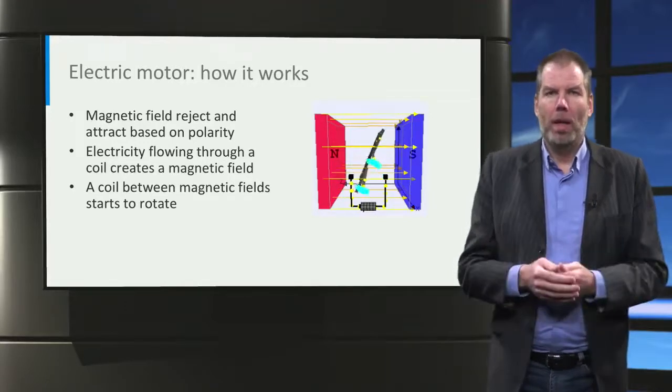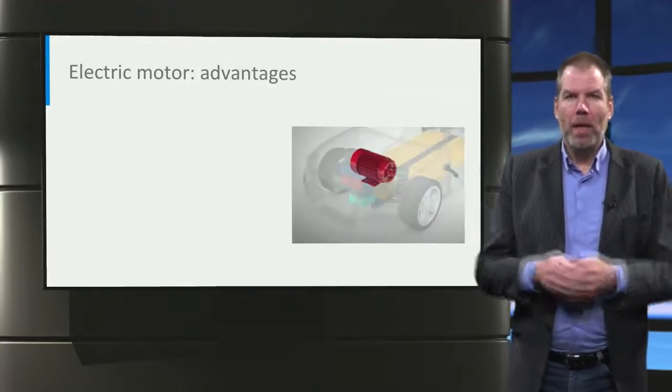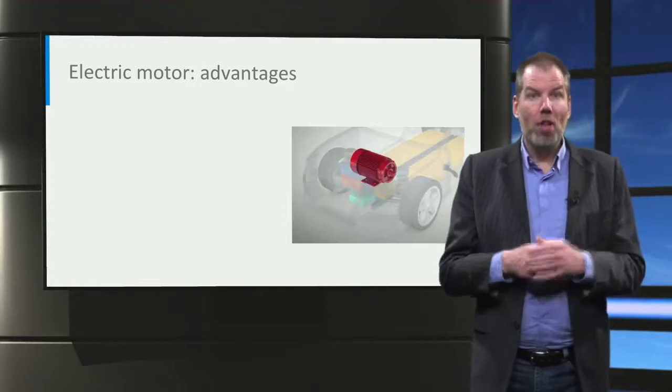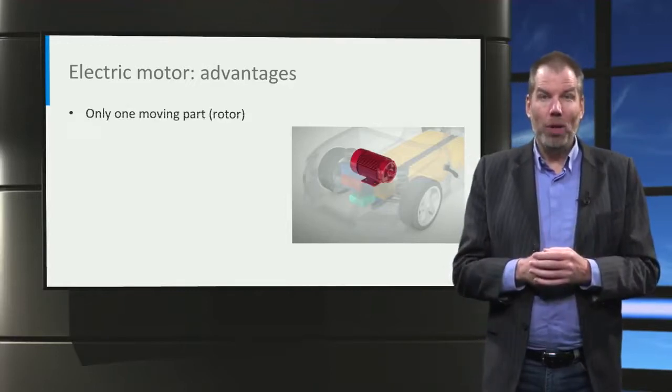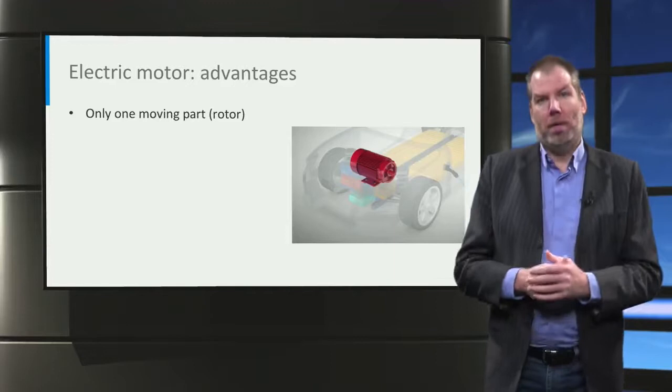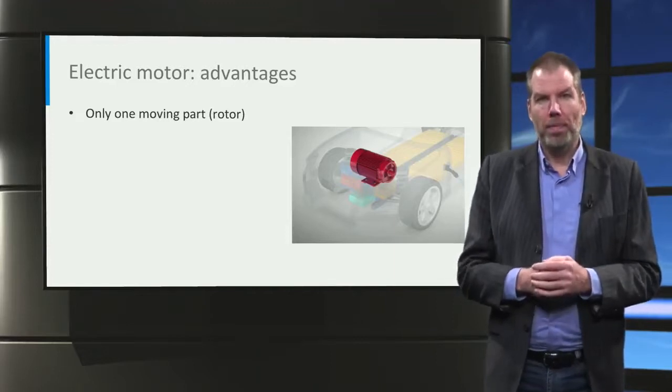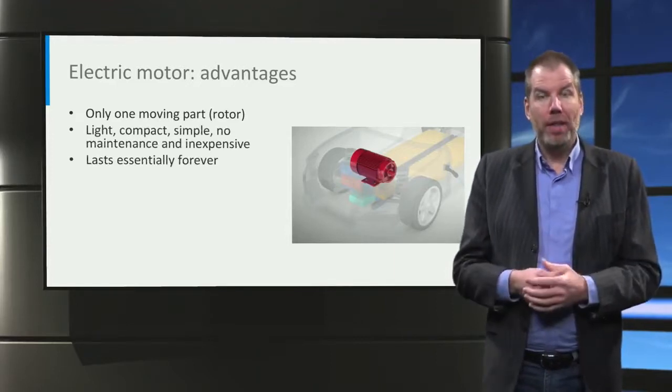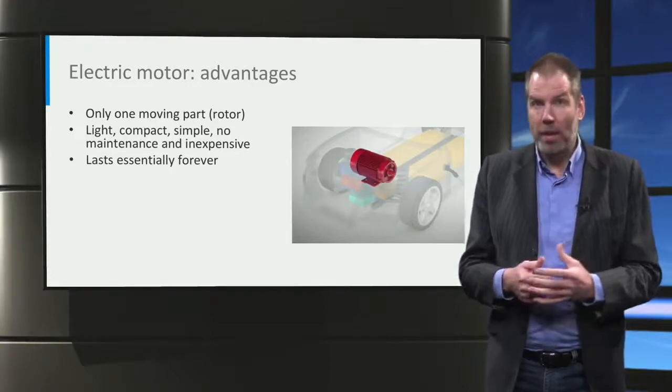The advantages of the electric motor are numerous. It only has one moving part. We call that the rotor, by the way. Therefore, the whole engine can be relatively light, compact, and inexpensive.